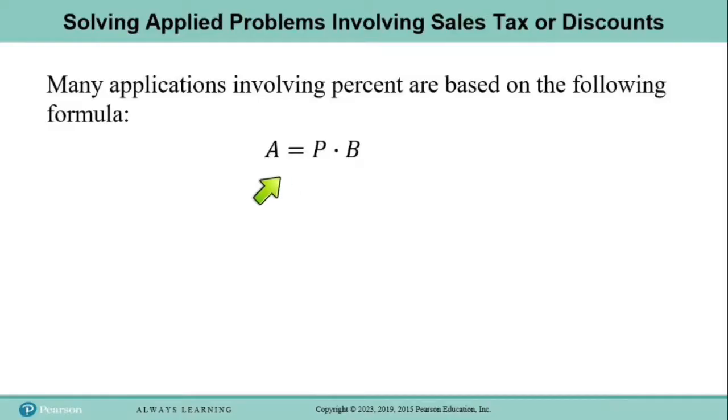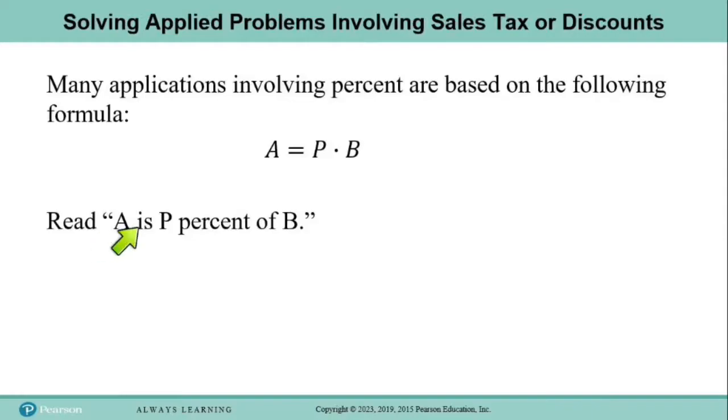So take a look at this formula. A lot of applications involving percent are based on this formula, and it says A equals P times B. So what this represents is A is P percent of B. So we recognize that the word is represented by the equal mark here in our little formula.